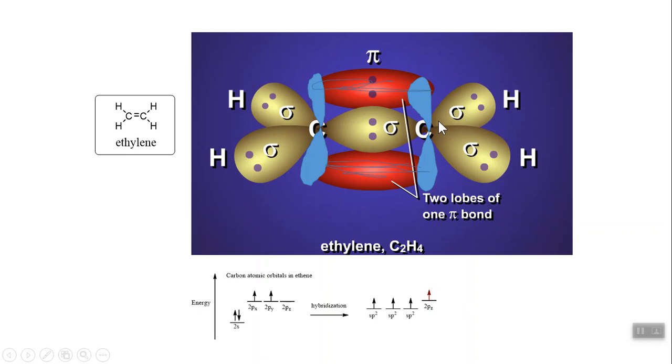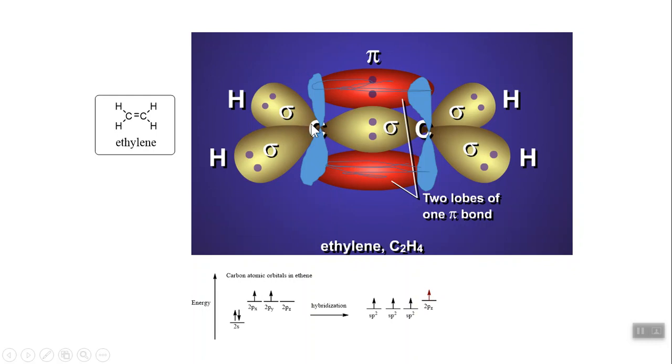So this was my attempt to draw the lobes of the p orbital that's left over. I know this is kind of an ugly picture. I apologize for that.